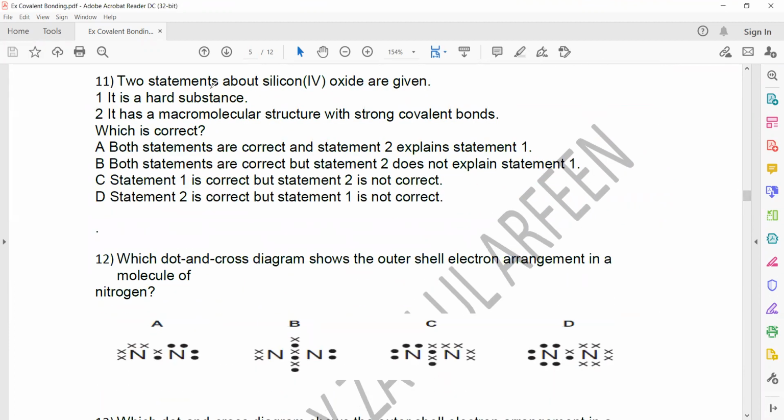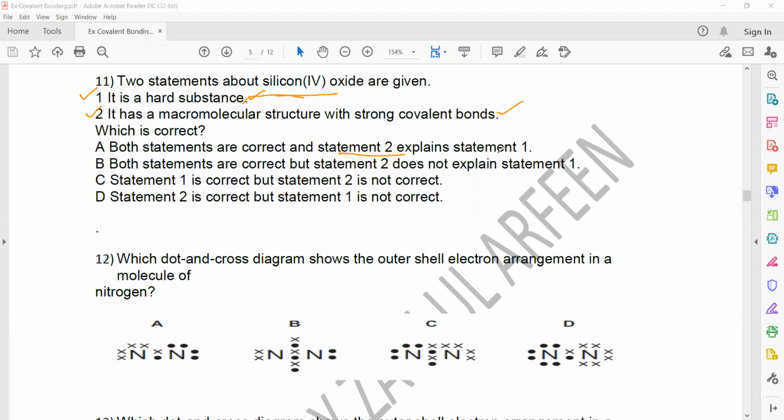In question 11, two statements about silicon(IV) oxide are given. Silicon(IV) oxide is a macromolecule or a giant structure. It is a hard substance, that is one, and it has a macromolecular structure with strong covalent bonds. Covalent bonds are strong. Which statement is correct? Silicon(IV) oxide is hard, that is true, and it also has a macromolecular structure. So both statements are correct.